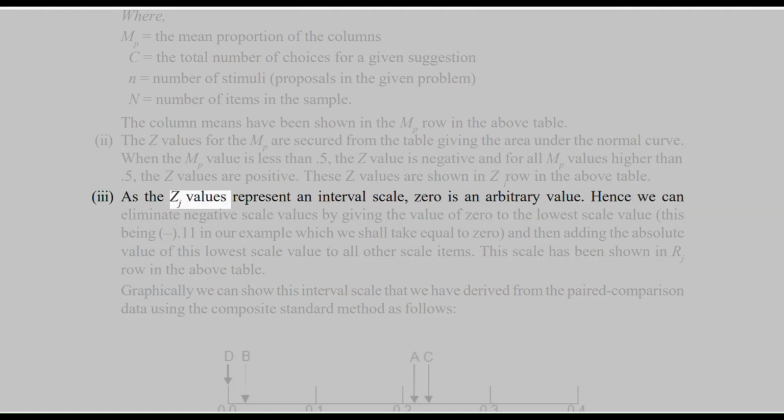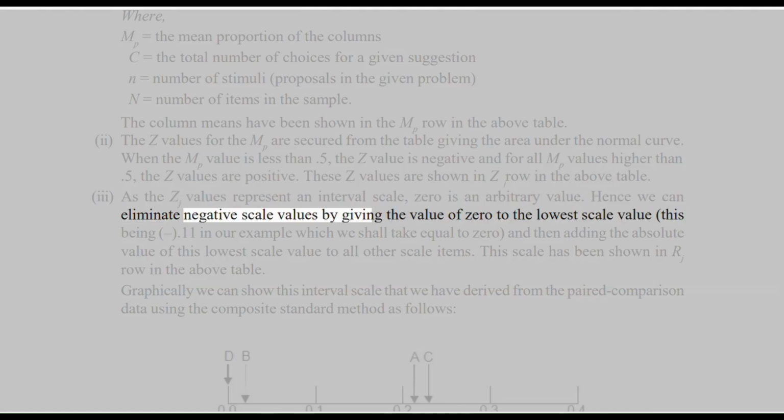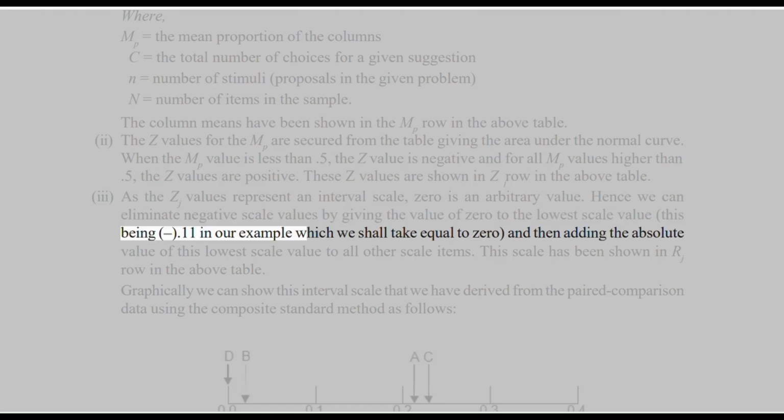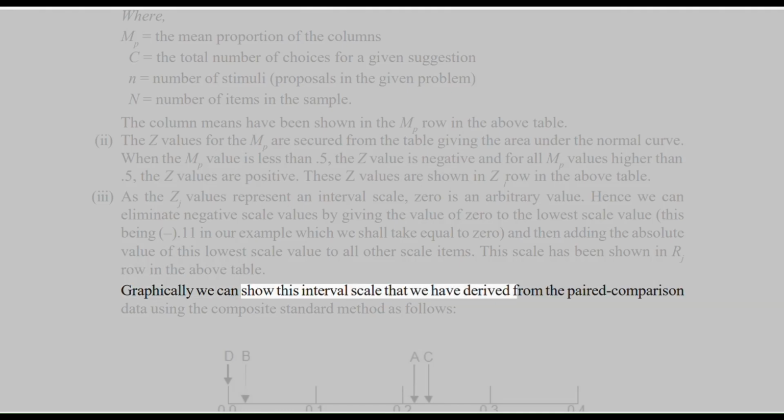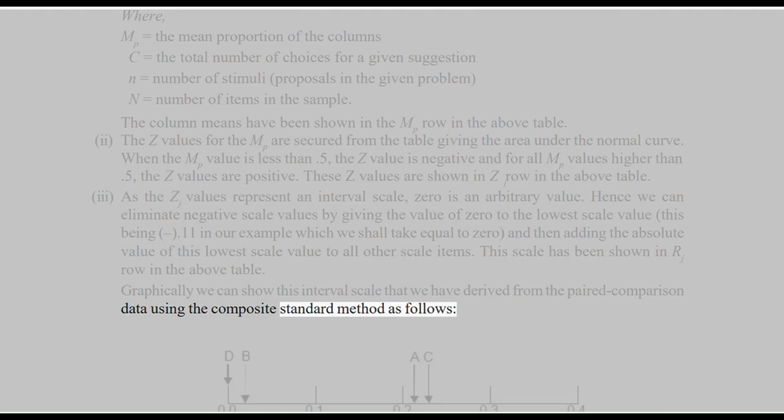3. As the Zj values represent an interval scale, 0 is an arbitrary value. Hence, we can eliminate negative scale values by giving the value of 0 to the lowest scale value, this being 0.11 in our example, which we shall take equal to 0, and then adding the absolute value of this lowest scale value to all other scale items. This scale has been shown in Rj row in the above table. Graphically, Thurstone's interval scale derived from paired comparison data using the composite standard method is as follows.